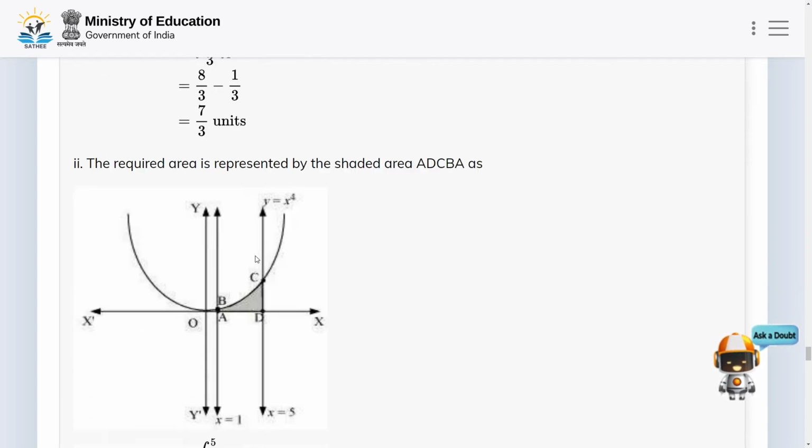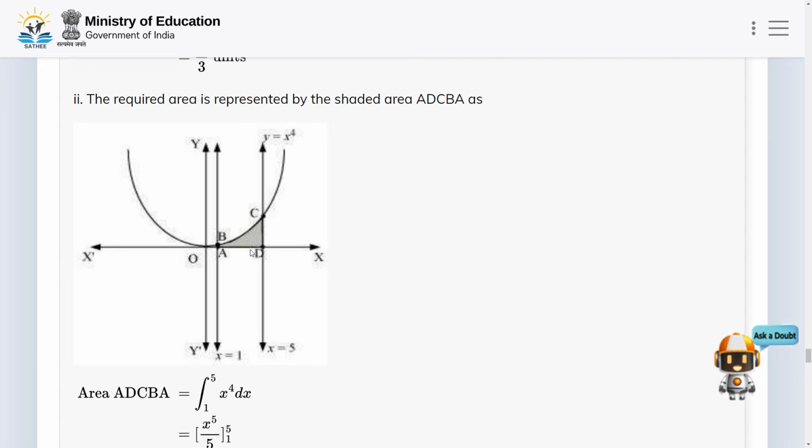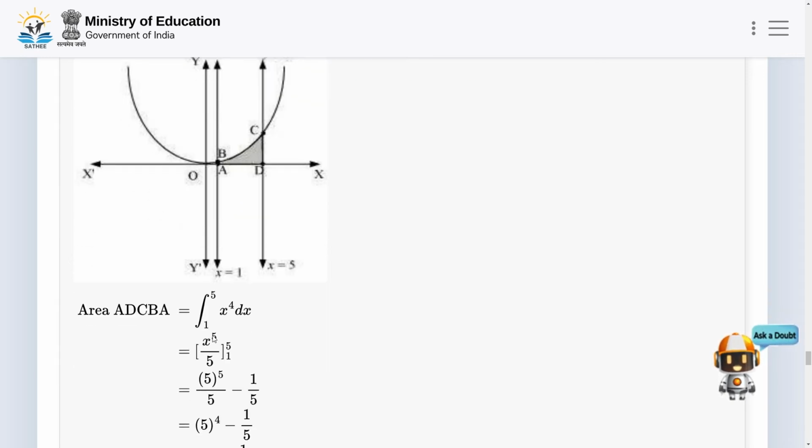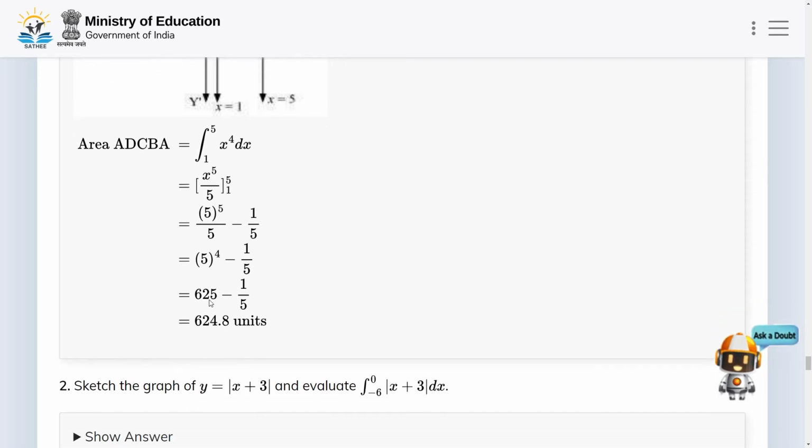Okay, now what about the second? So y is equals to x power 4, the graph will be like this. The limits will be from x equals 1 to 5. The region will be ADCBA, with limits going from 1 to 5. So the integral from 1 to 5 of x power 4 dx. Integration will be x power 5 divided by 5, limits 1 to 5. This means 5 power 5 divided by 5 minus 1 power 5 divided by 5. This means 5 power 4 minus 1 by 5. This means 625 minus 1 by 5, which is 624.8 square units. Okay, this will be your required area.